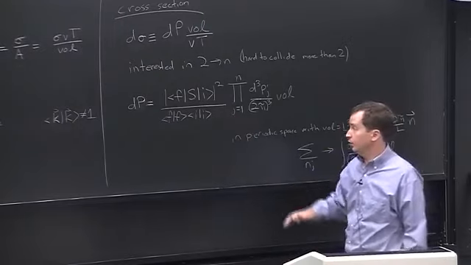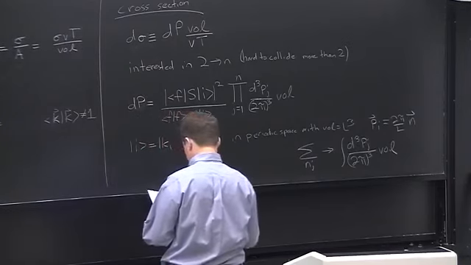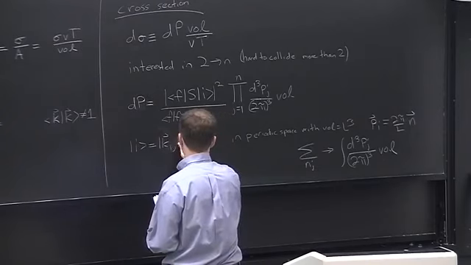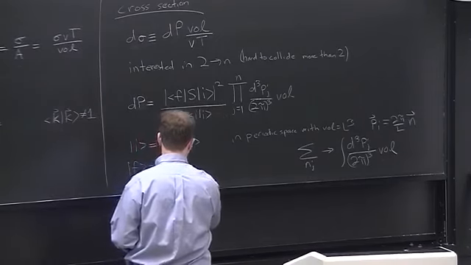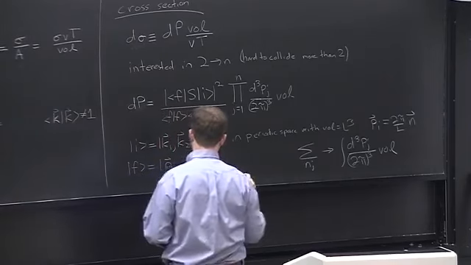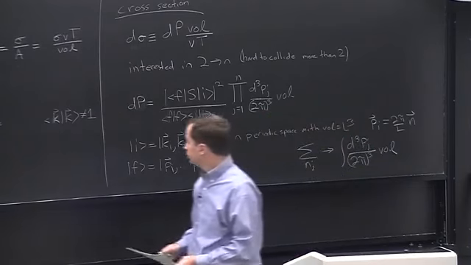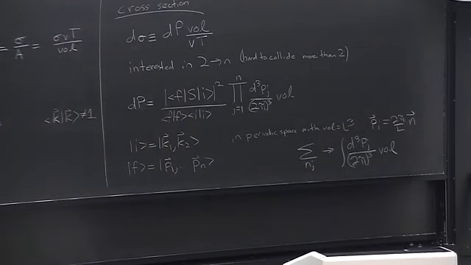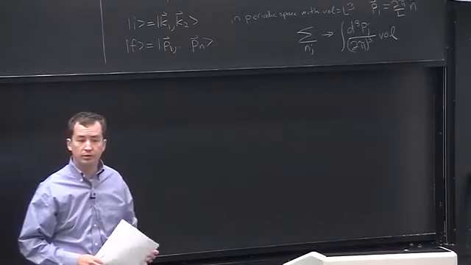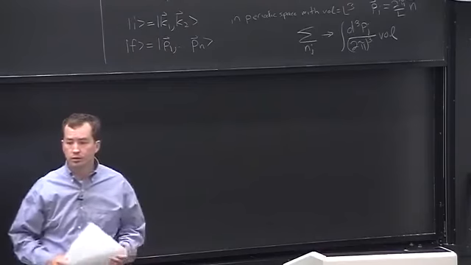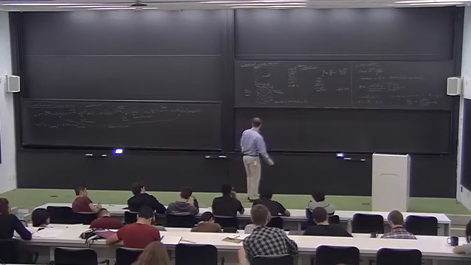So this is our formula for the differential probability. And we're interested in initial states where we just have 2 particles, the momentum eigenstates, and final states that are also momentum eigenstates, having n particles. Any questions on that formula? Okay.